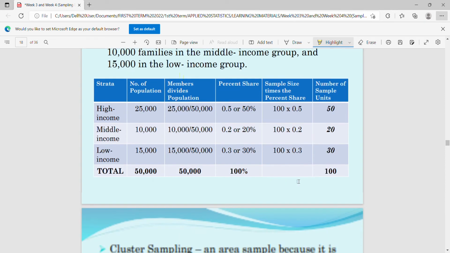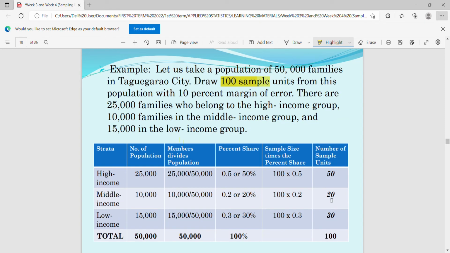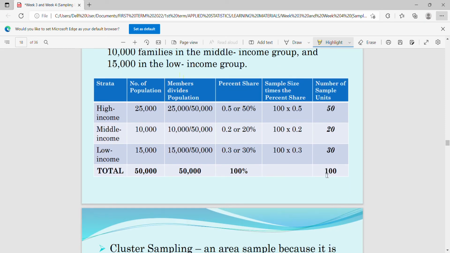So the result is 30. So out of 15,000, only 30 ang imuhang kuhaon diha. So to sum it up, the total sample units is equal gihapon og 100, kung imo nang i-total ang mga sample unit each strata.